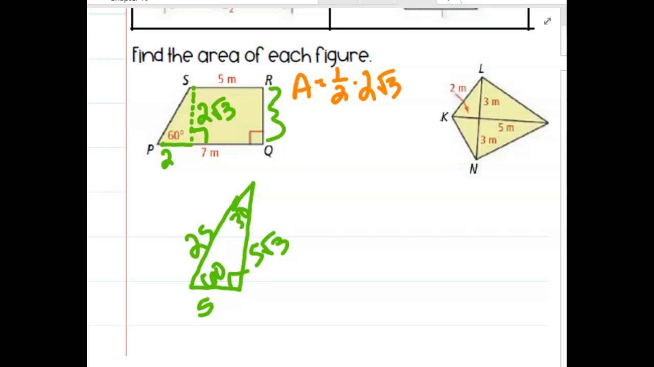And here's where you have to be careful. You're going to add the bases together. You have to add them first. Okay? So the top is 5. The entire bottom is 7. So you're going to take 5 plus 7, and you get 12.